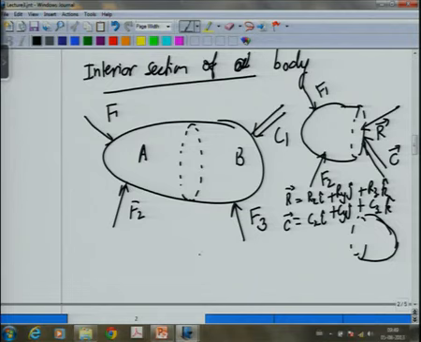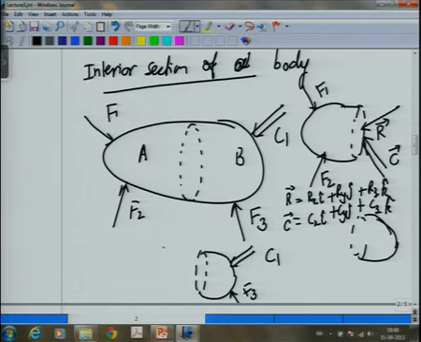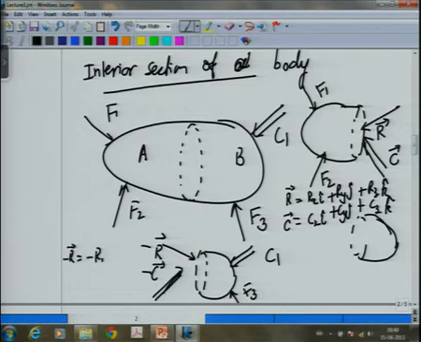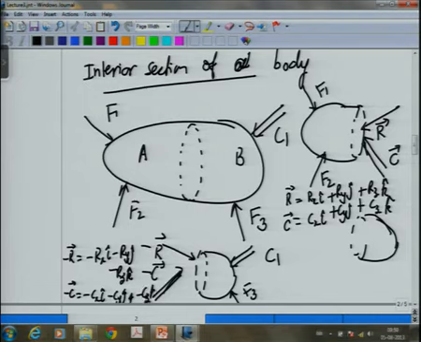But now, when I draw the free body diagram of the right part again, first I will show C1, I will show F3, and now here we will have minus R and minus C. This minus R is equal to minus Rx i minus Ry j minus Rz k, and minus C is equal to minus Cx i minus Cy j minus Cz k, so that when the two are clubbed you get a 0.